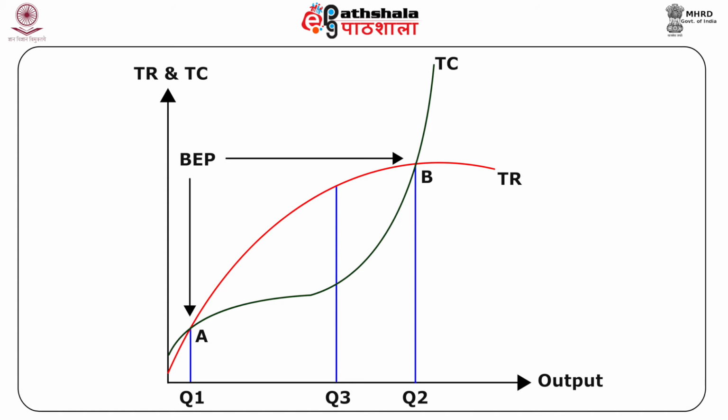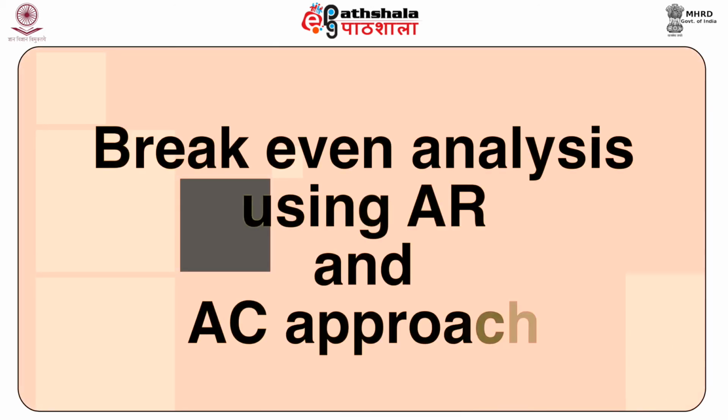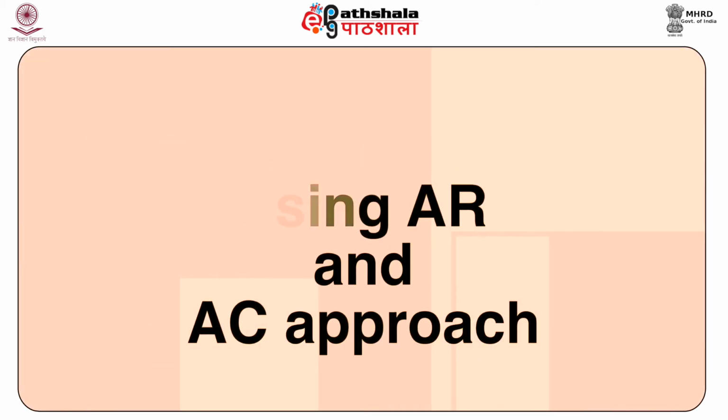A monopoly firm will earn profits if it produces a level of output that lies between Q1 and Q2. It will earn maximum profit if it produces quantity Q3 because the difference between TR and TC is maximum at this level of output. Break-even analysis using AR and AC approach.